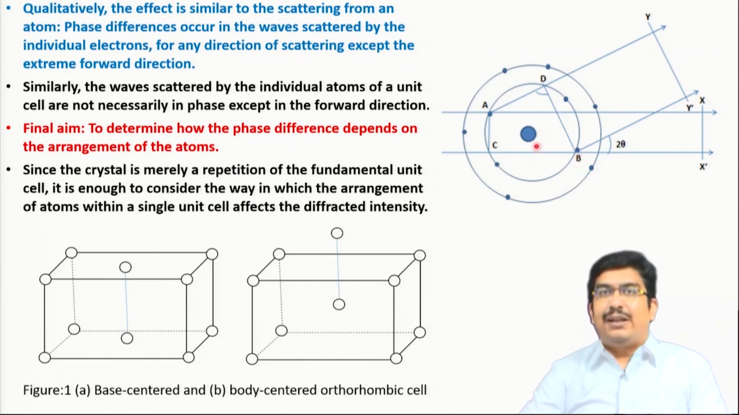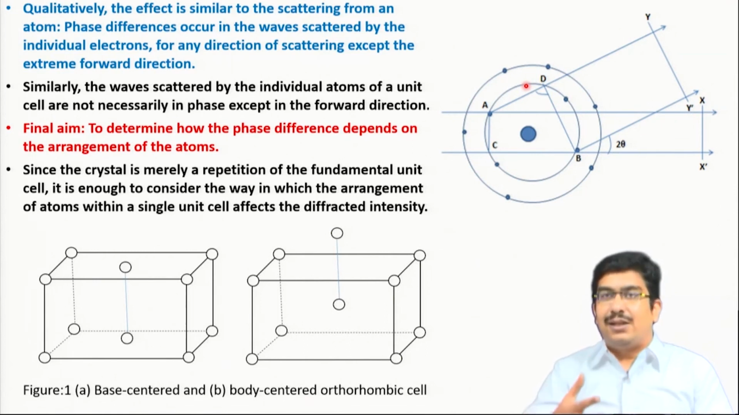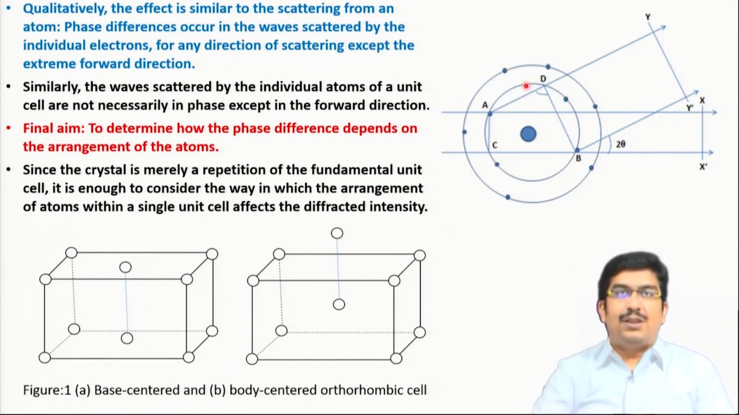There, we considered the waves coming out from different electrons, and then the phase difference between the waves from different electrons, and we derived an expression for any arbitrary direction. We saw that in the forward direction the intensity is highest because all the waves are in phase, and in any other direction the intensity decreases because the phases are different, giving partial interference.